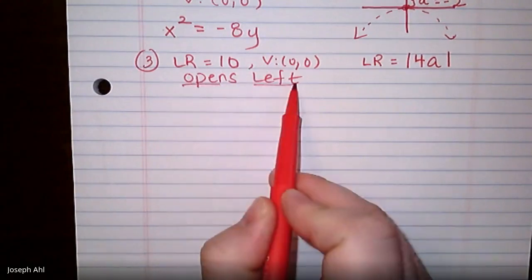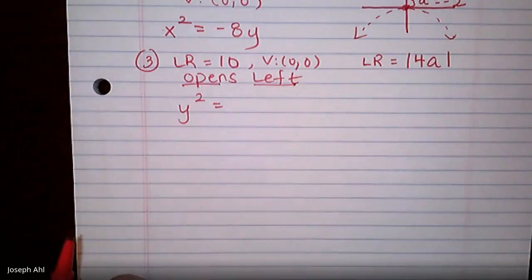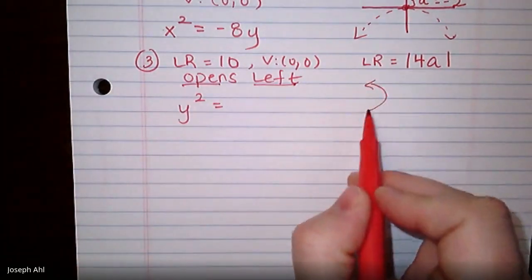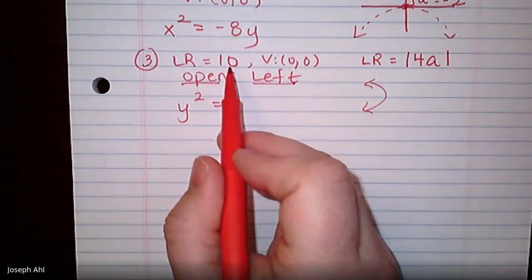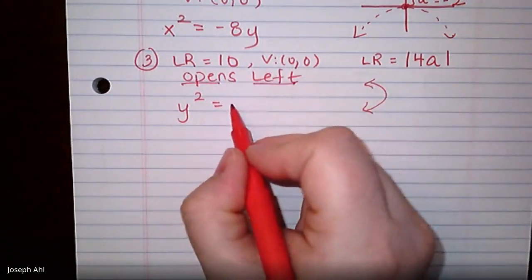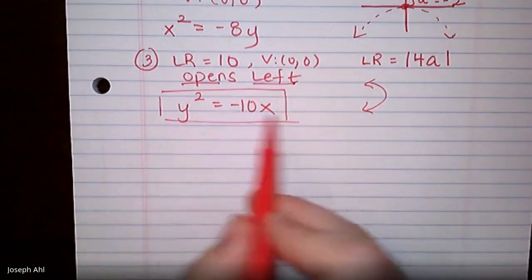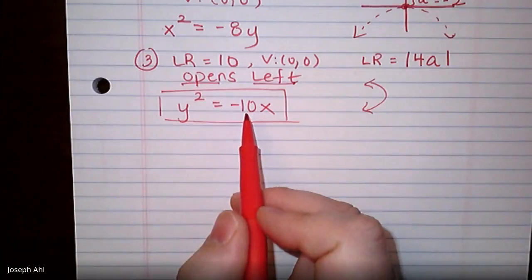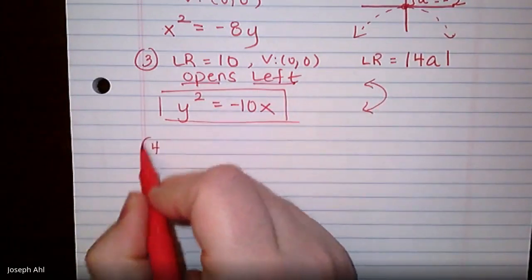And if it opens up to the left, I know it's a y-squared equation. Remember that opening up to the left means that a had to be negative. So why is this a positive number for the length of the LR? Because it's a length. We took the absolute value of it. So the end equation should be y squared equals negative 10x. It's probably pretty easy to forget that negative next to the 10. But remember, opening up to the left means that the value of a should be negative there.